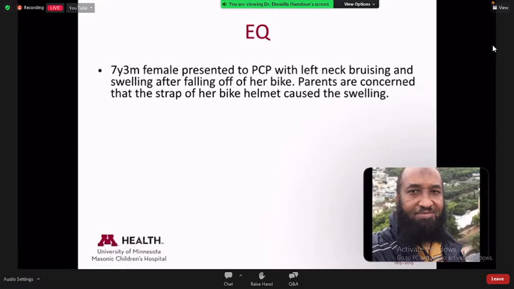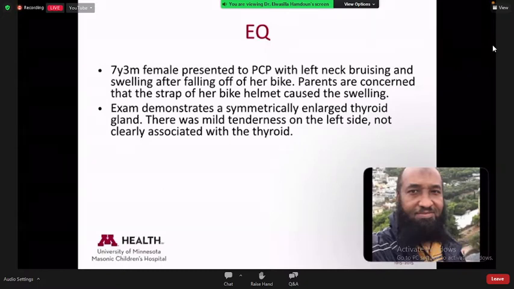So you have a 7-year-old, trauma to the neck, but the neck is swollen. We want to know, was it the trauma or was it a gland problem, a thyroid gland problem? So on examination at the pediatrician's office, he or she found a symmetrically enlarged thyroid gland, and there was tenderness on the left side, not clearly associated with the gland.